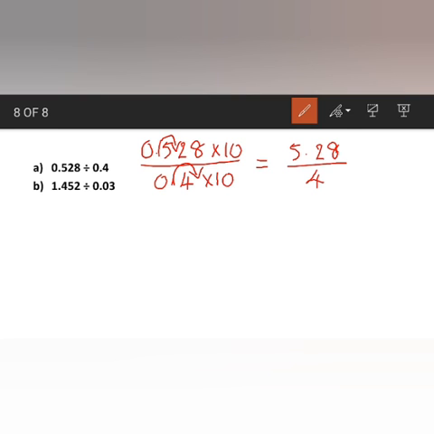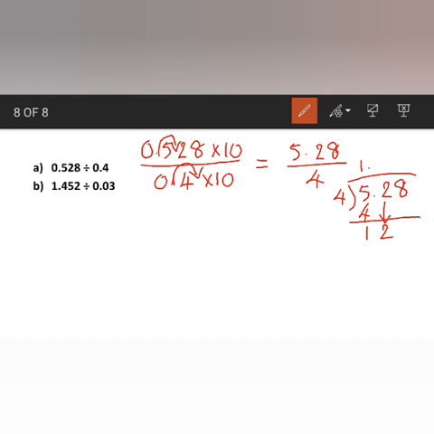So 5.28 divided by 4. How many times will 4 go in 5? Yes, it is 1 time. So that here we can write 4. 5 minus 4, it will be 1. Now it is the decimal point. So we have to write the decimal point here. Bring the 2 down. So it will be 2 here.